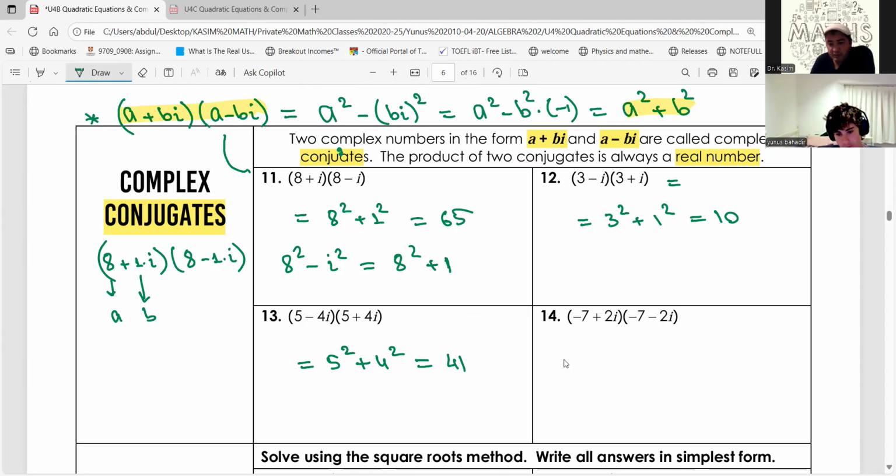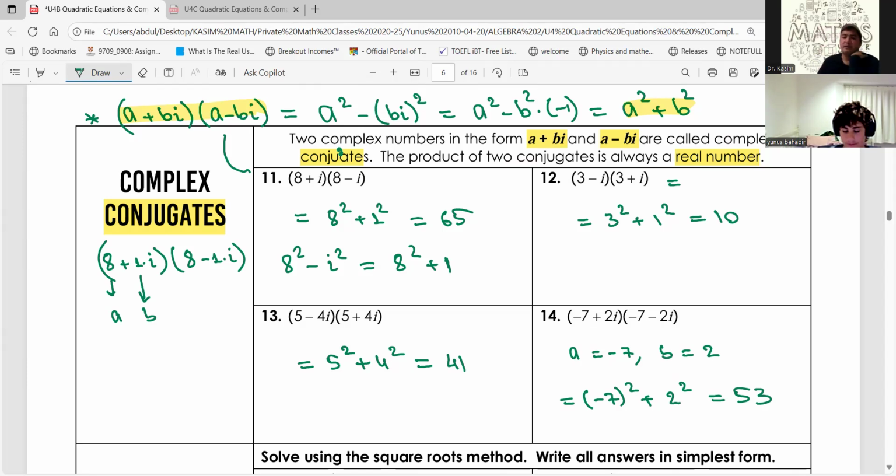And how about this? You see the first number is a. What is a here? -7. What is b? 2. So this will be equal to (-7) squared plus b squared. It is 2 squared, which is equal to 53. Okay. All right. Let's continue.